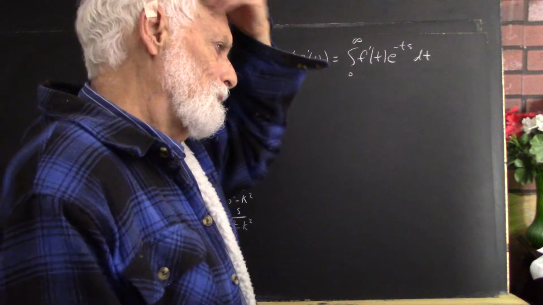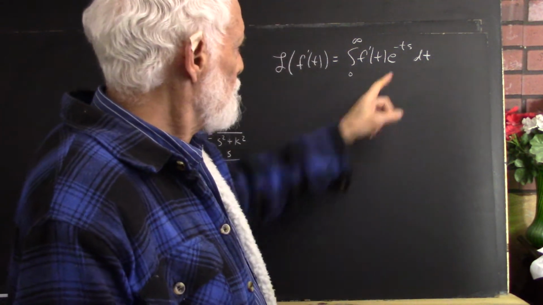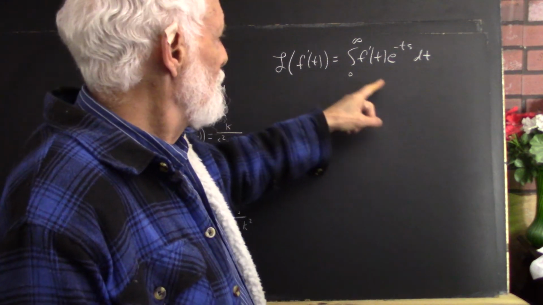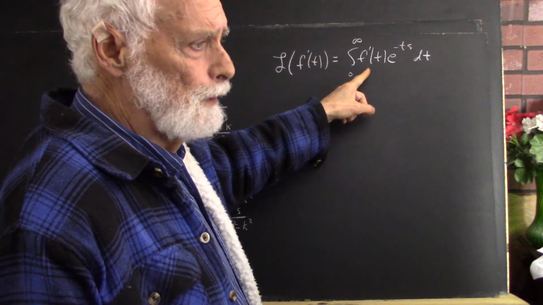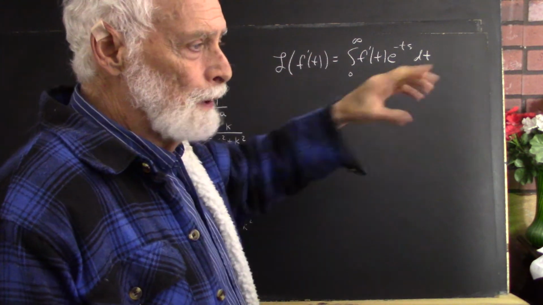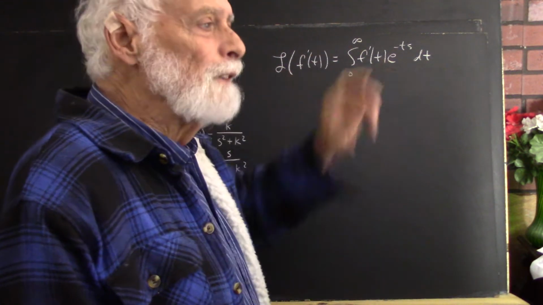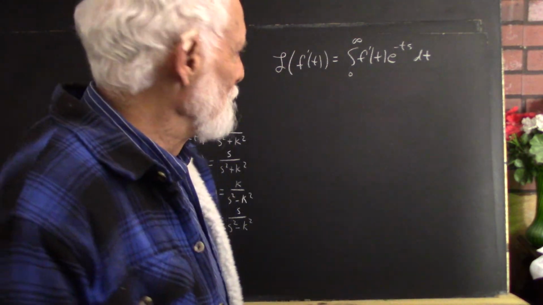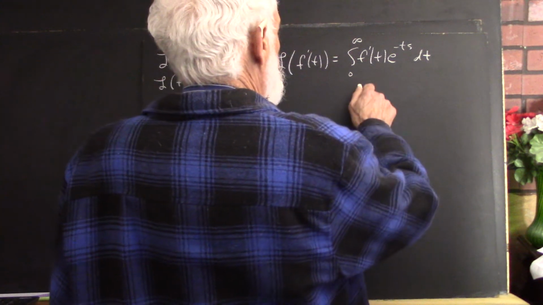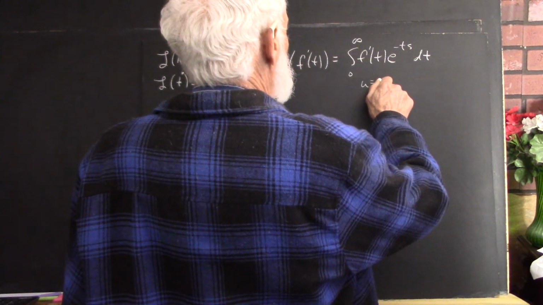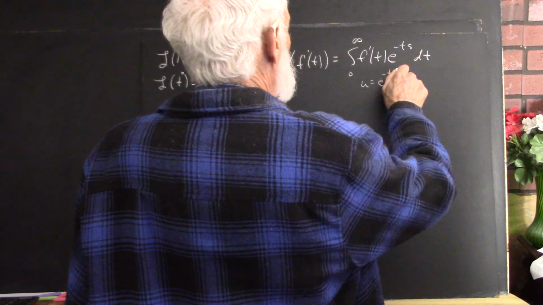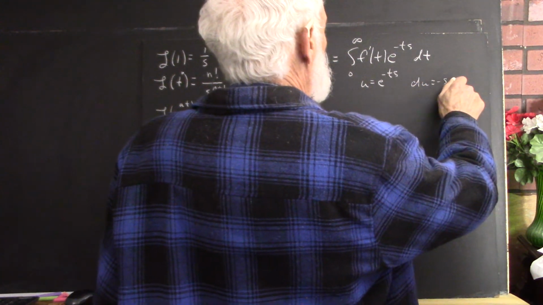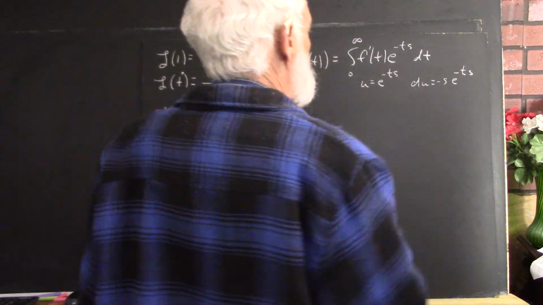Well, we're not going to choose to let this be your v dv, because then you'd have to take the derivative of this. Your u would be f prime, so your u prime, your du, would be an f double prime of t dt, and we don't want to go in that direction. So we're going to let u equal e to the negative ts, so the du equals negative s e to the negative ts.